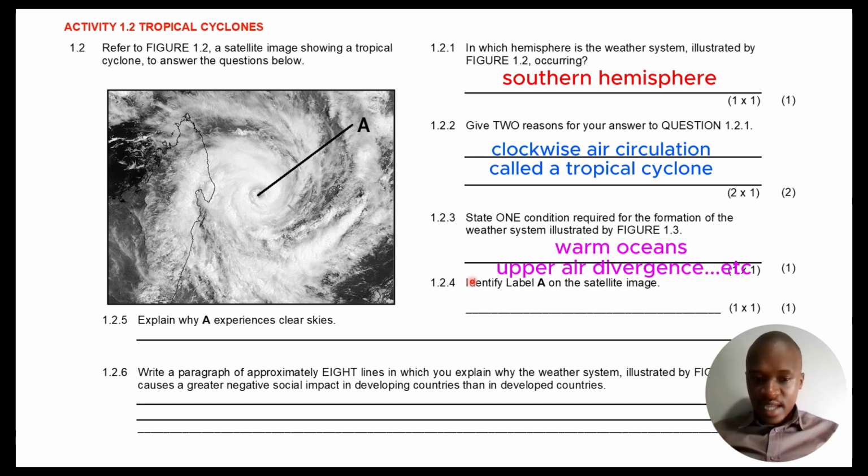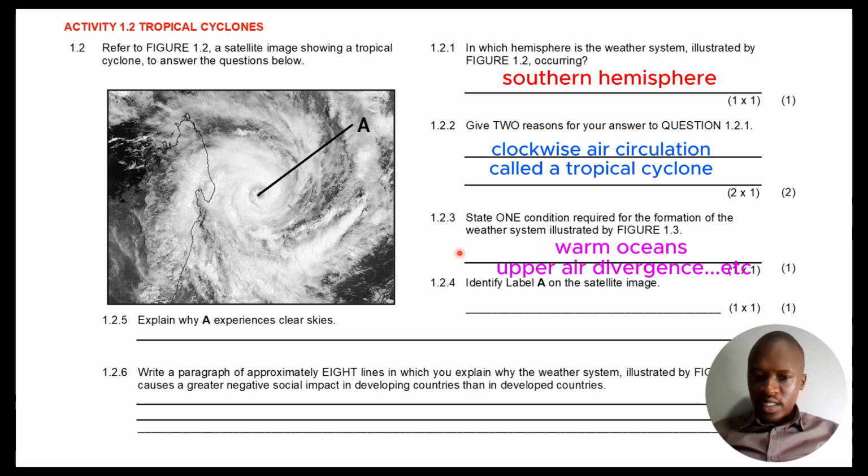Another condition is that it must occur from 5 degrees to 30 degrees north-south latitudes. It cannot occur between 5 degrees and 0 degrees, because as you go closer to the equator the Coriolis force is nil. So that's a condition. It must be from 5 degrees to 30 degrees north-south, because at the equator the Coriolis force is 0.